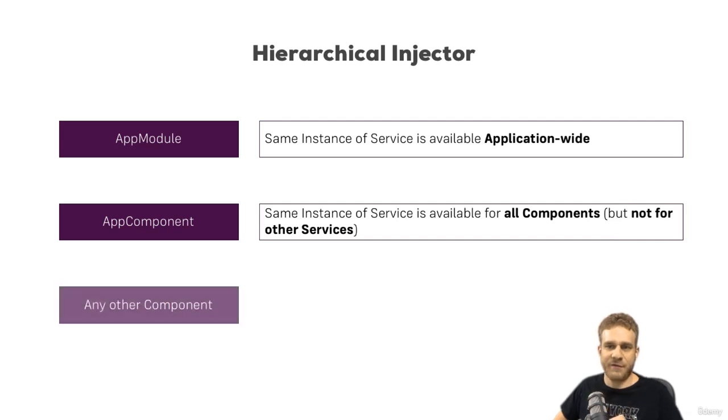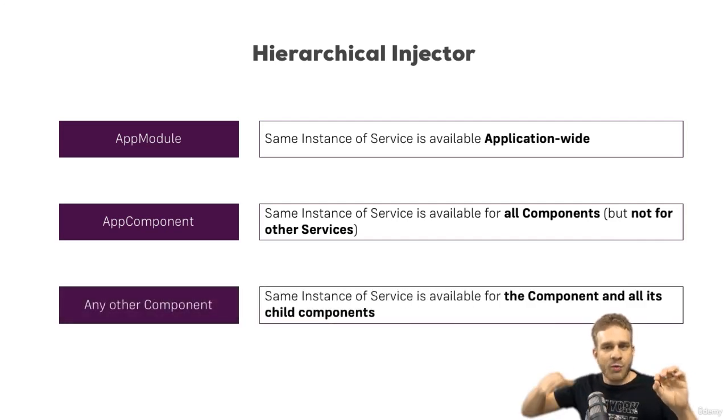The lowest level, therefore, is a single component with no child components. If we provide a service there, this component will have its own instance of the service, and well, it doesn't have any child components, so this instance will only be available for this component. And this will actually even override if we were to provide the same service on a higher level. And that's exactly what we're doing. So let's take a closer look in the next lecture.